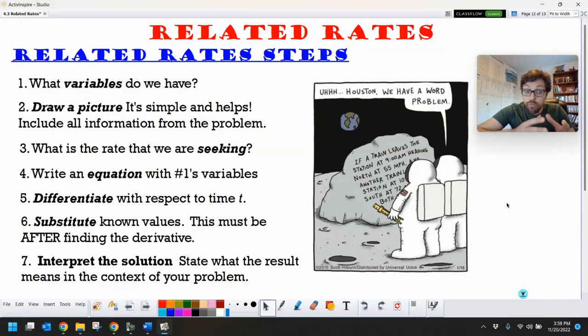Finally, substitute your variables. Make sure you do that after you do the derivative. If you do it at the beginning, it locks all of our rates, and we want things to still be moving. So do that after you differentiate. And then finally, write a sentence to interpret what's going on with your problem.